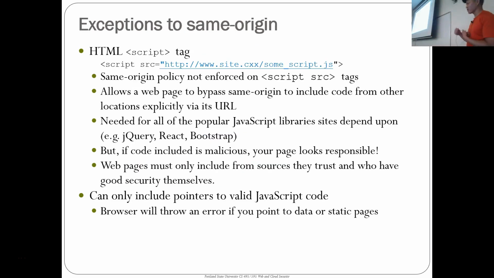And as a result, we have a lot of exceptions to the same origin policy. So this is where the security issue comes in. The first exception is the script tag itself. Using the script tag, you are allowed to specify the inclusion of a script from another domain. So we explicitly allow you to load JavaScript libraries from other domains.